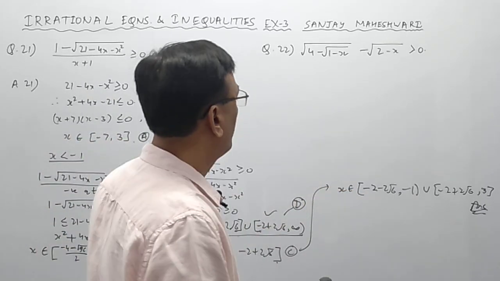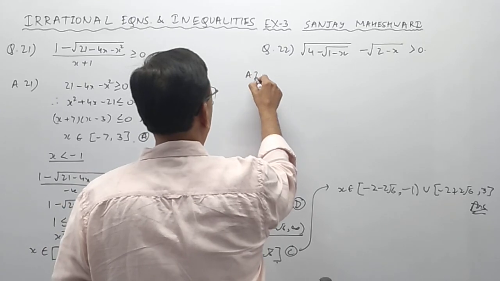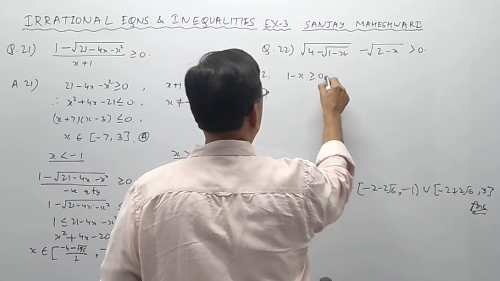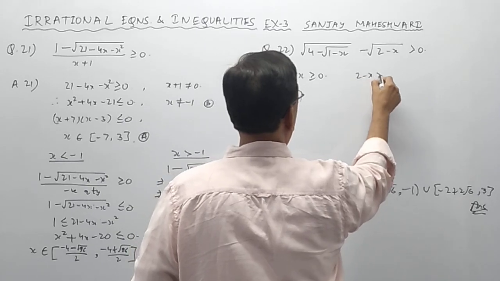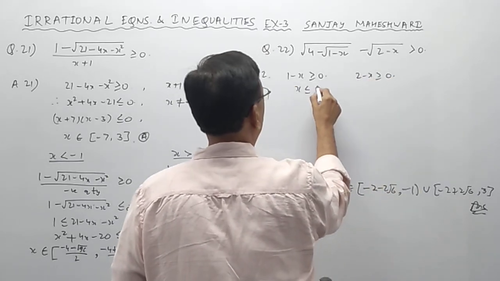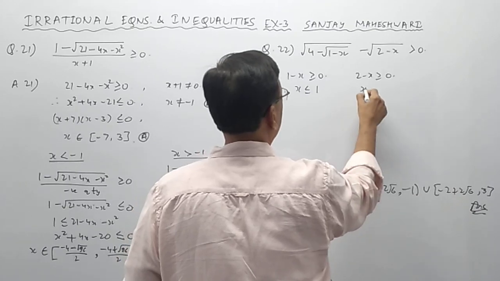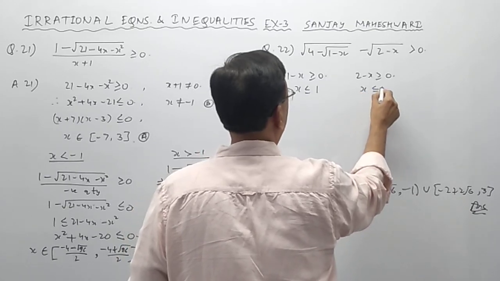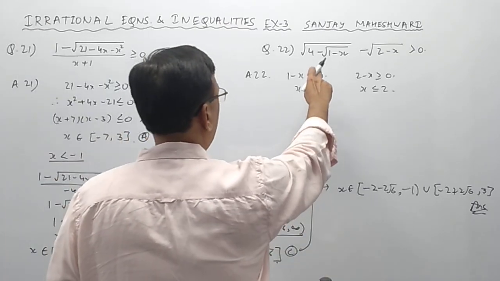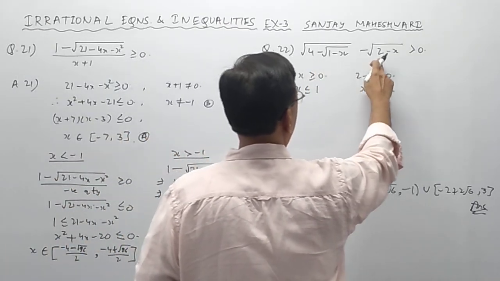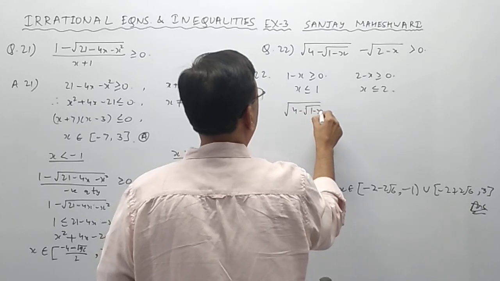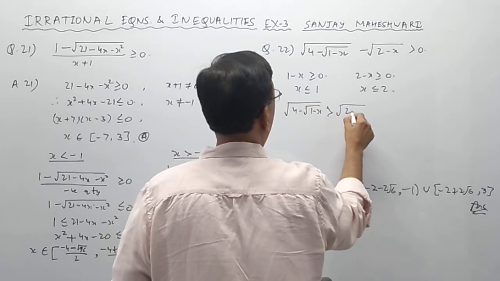Now let us do question number 22. Two things: 1 minus x greater than or equal to 0, 2 minus x greater than or equal to 0, accordingly x is less than or equal to 1, x is less than or equal to 2. Now these two things are positive, so we have to take this on the right hand side. Therefore root over 4 minus root over 1 minus x is greater than root over 2 minus x.